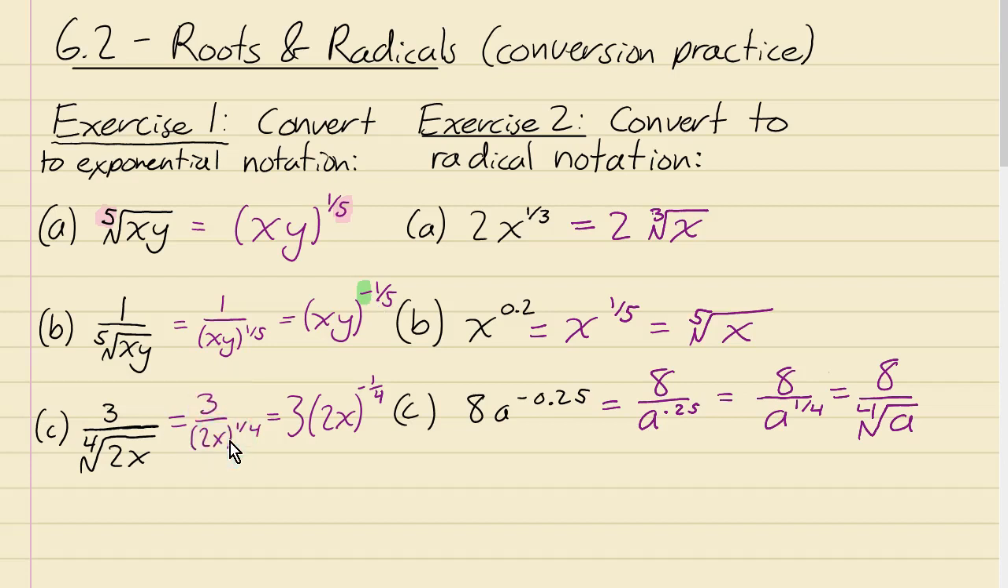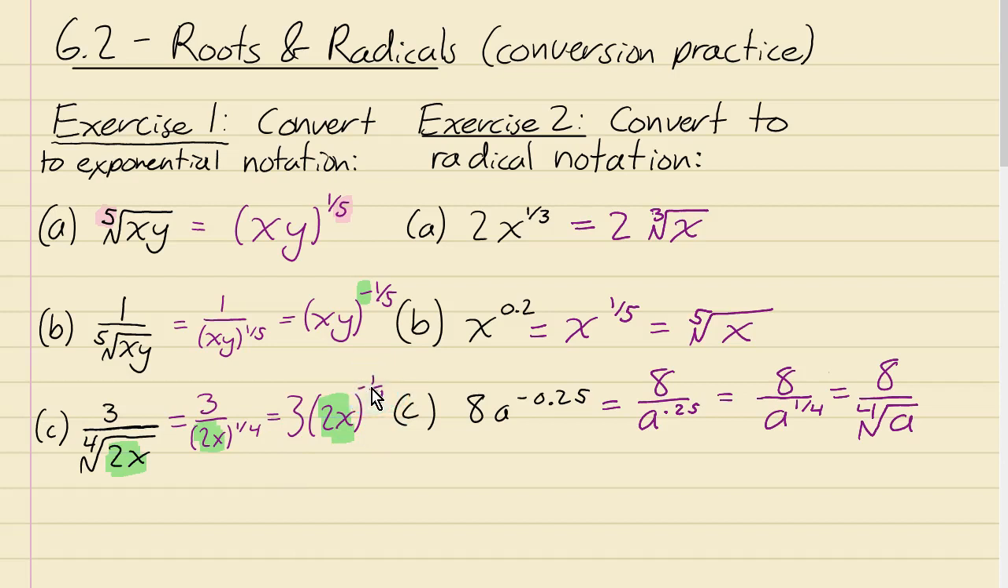I just wanted to point out that the 2x is inside the radical, so that should stay in parentheses throughout, within the parentheses around the exponent. But then the 3 is not affected by this fourth root, so that should be separate on the side like that. So the 3 is not being raised to the negative 1/4 power, it's just 3.